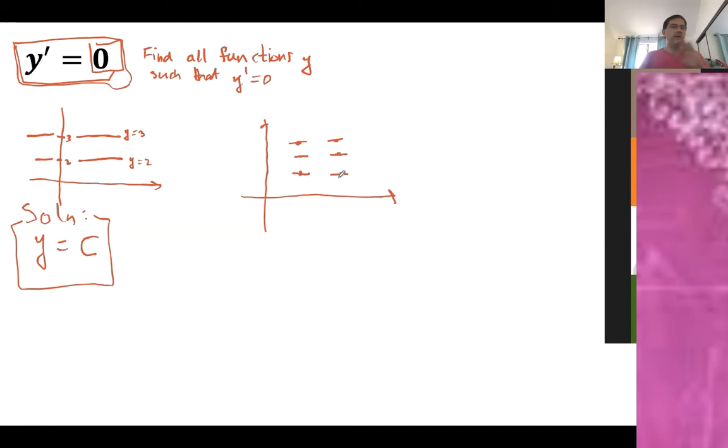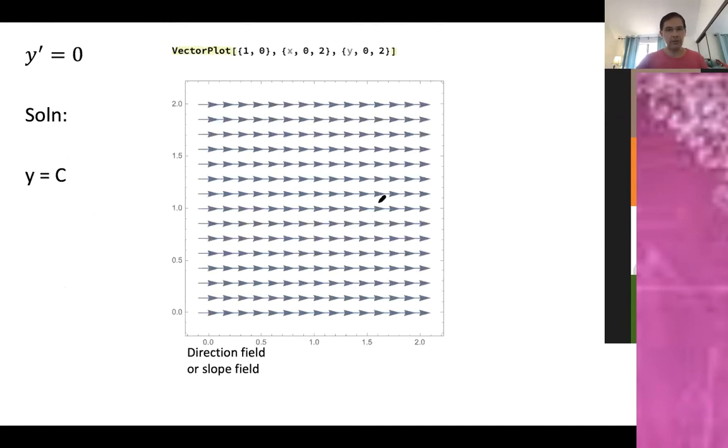And if I do so many of them, that will give me the slope, the direction field of this differential equation, or the slope field. Okay, so this is a very simple differential equation, y' equals zero.